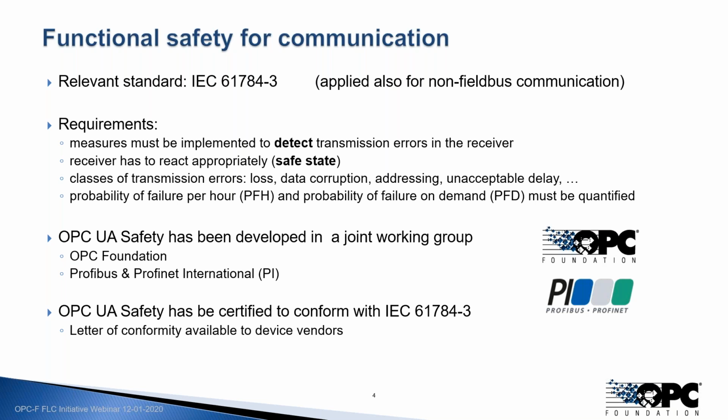And the standard not only demands that you deal with these kinds of errors, but you also have to show that the residual error probability, so that is the probability that an error occurs which is not detected, is acceptably low. You have to show that the probability is very low. And you have to give two probabilities, the so-called probability of failure per hour and the probability of failure on demand. And you have to quantify.